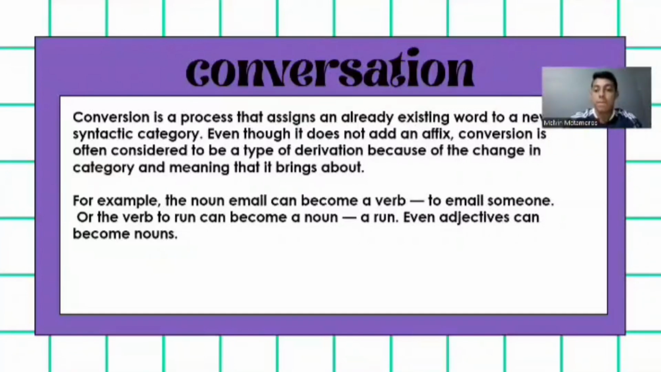It's a process in which a word changes category without adding any affixes. For example, we have the noun email. The noun email can become a verb, for example, to email. Or the verb to run can become a noun, a run. Even adjectives can become nouns, like the poor or the rich. This process is also called zero derivation because no new ending is added.